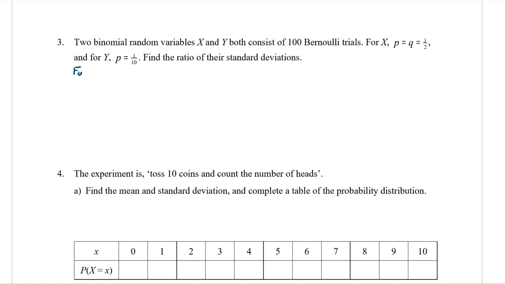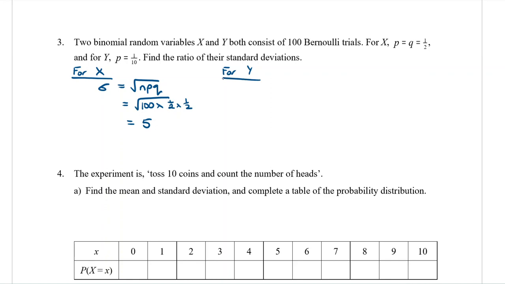So for x, what is my standard deviation for the x results? Standard deviation equals the square root of NPQ. All right, what is N? 100, yes. What is P? Yes, and what is Q? All right, so my standard deviation equals? Correct.